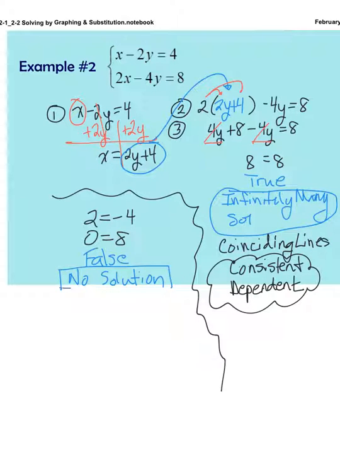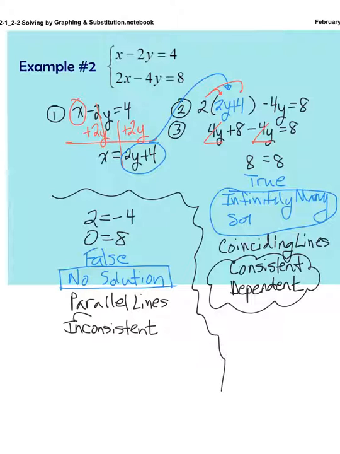And if you've got a system with no solution, it means that you have parallel lines. Well, parallel lines do not have a solution, so therefore they are considered inconsistent. Because they don't have a solution, they are neither dependent nor independent, so they are only inconsistent.